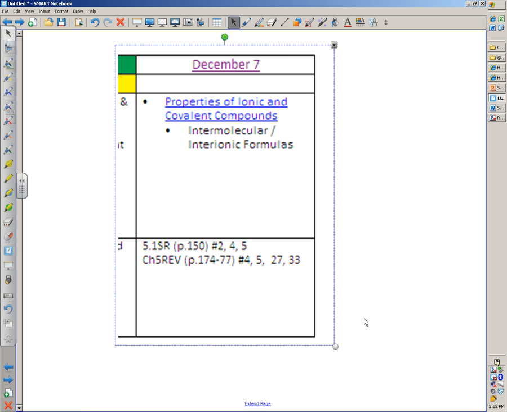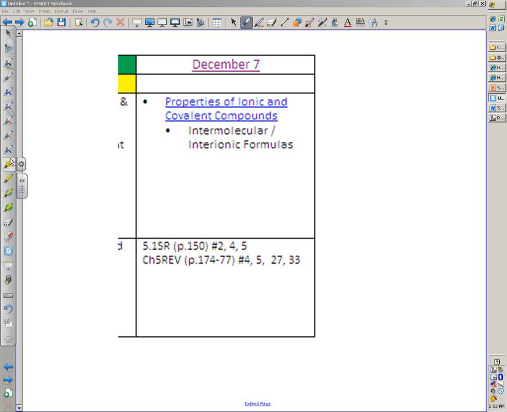Okay, so real quick before I stop this recording. On the calendar for tonight, there are some homework problems dealing with properties of ionic and covalent compounds. Based on what we discussed today, we should be able to answer those questions. Also the lab analysis questions that go along with it. Okay? Good job today, everybody.